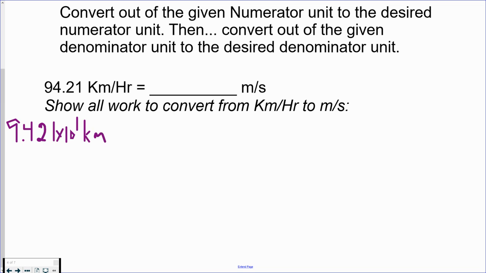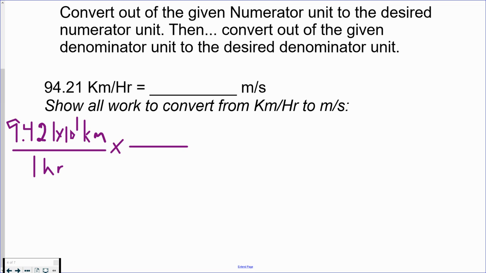Kilometer goes up top, and we're going to put 1 hour in the denominator. Notice how I put that unit in the denominator. If you don't do that, bad things will happen. So the first thing that we want to do is pick whichever one you want to convert first. If you want to convert kilometers first, do that. If you want to convert hours first, do that.